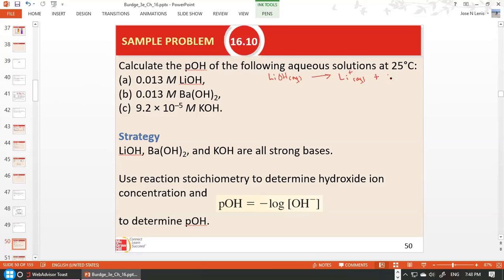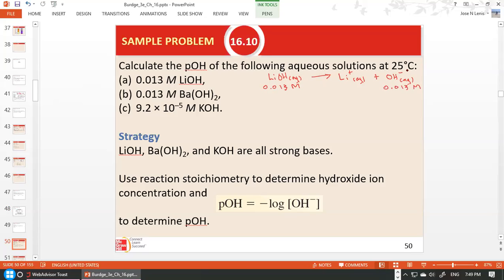Plus OH minus ion aqueous. Remember, OH minus, the hydroxide ion, is the most basic species. Whenever you see this species in water, you say, oh, it has to be basic. It's a very basic species, and gives a very basic character to solutions containing the ion. All right, so the initial concentration is 0.013 molar, and since this is a strong base, it ionizes completely. Therefore, once ionized, you will get 0.013 molar of OH minus.